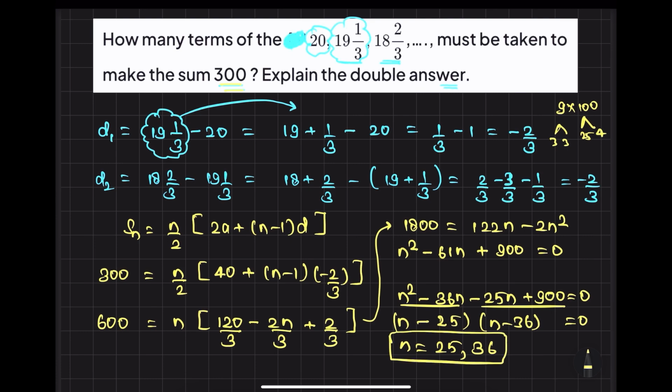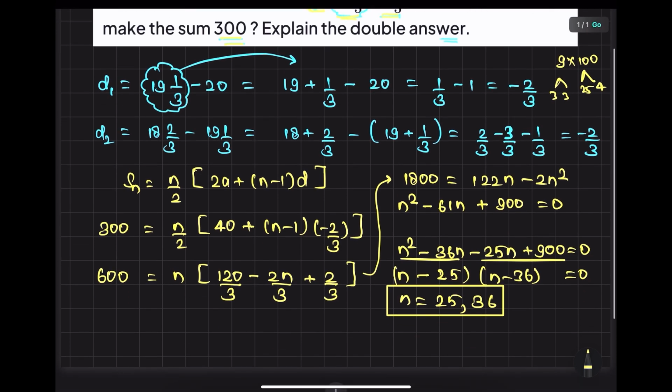So both answers are correct. Now, why are we getting two answers? Try to understand this part. If you observe, the numbers are decreasing. From 20 it is decreasing and it will go to 0 and then it will become negative. Suppose that it starts here, somewhere here we have 0, and this is the 25th term.